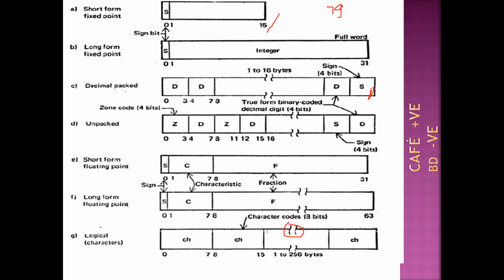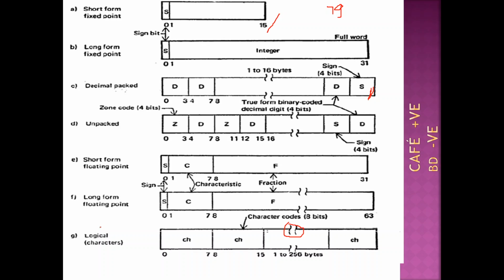Let us again summarize once. Short form fixed point number is 16 bits, long form fixed point number is 32 bits. The first bit is the sign bit, right? Decimal packed number: every number is going to be represented using 4 bits, right? The sign bits come in the last. The sign bit also will be represented in 4 bits. Unpacked will be separated by zonal codes. That's the only difference between packed and unpacked. Zonal codes also are going to be 4 bits, right? The sign will come one before the last digit. The sign also will be represented in 4 bits.